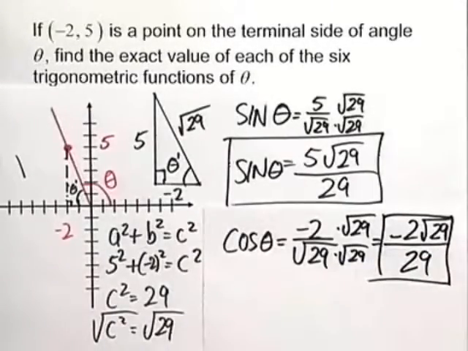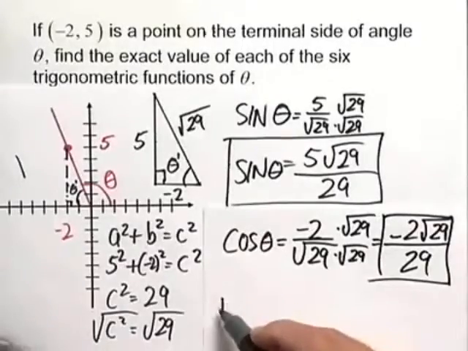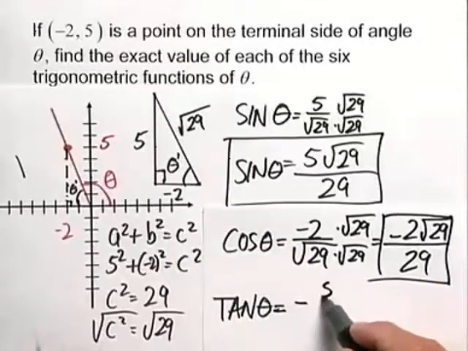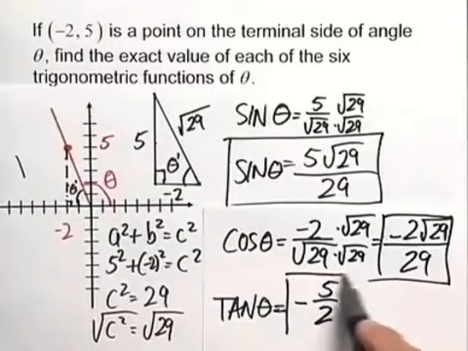And then finally here, we want to find the tangent of theta. Remembering that the tangent of theta is equal to the opposite over the adjacent. And for this problem, that will be a negative 5/2. Now that we have our initial trigonometric functions, let's find the last 3.